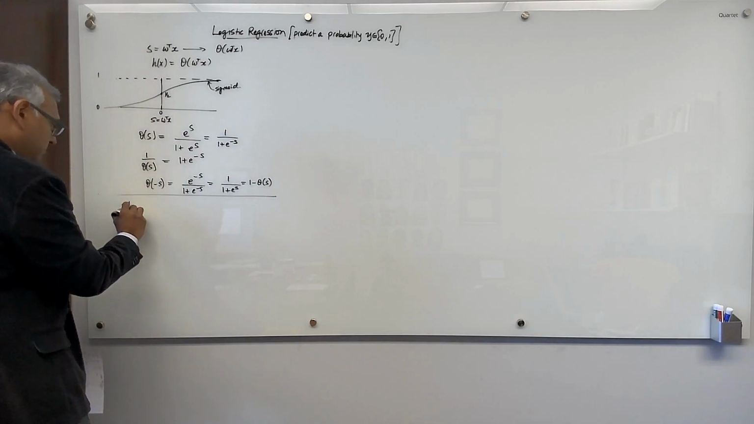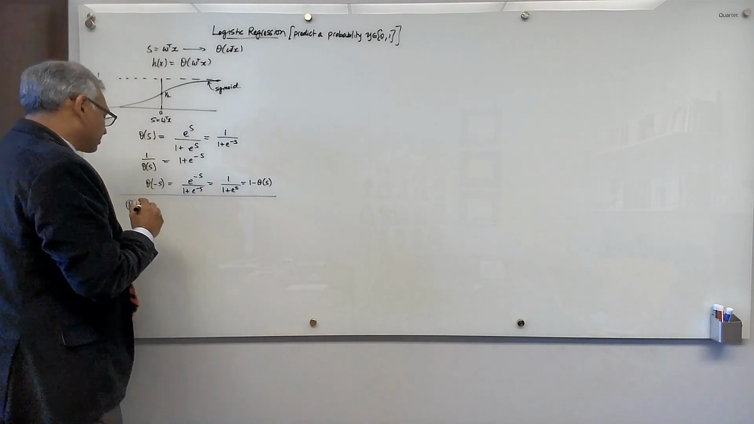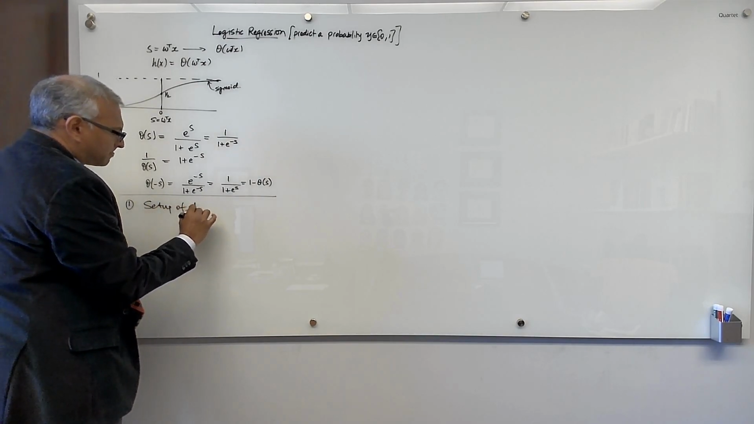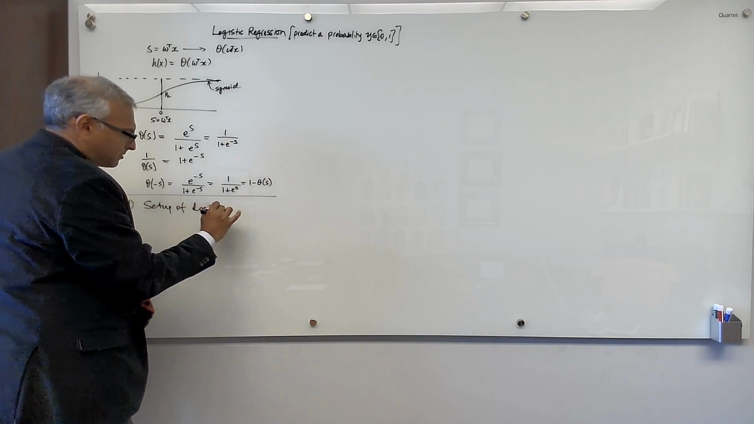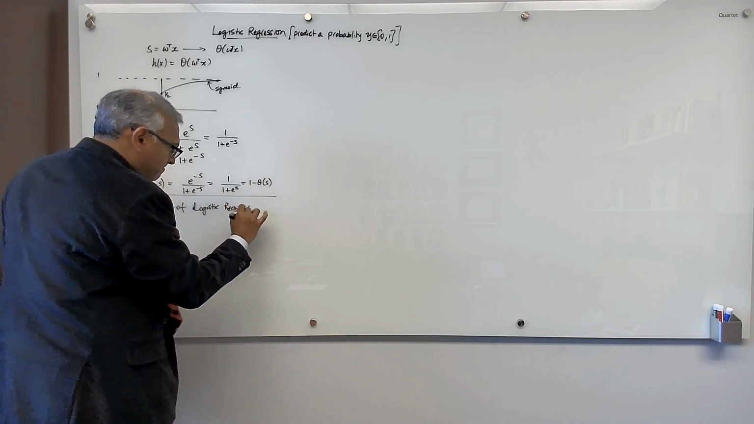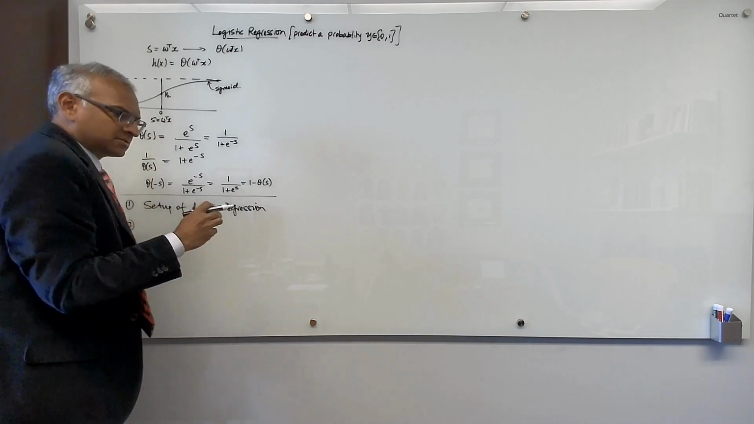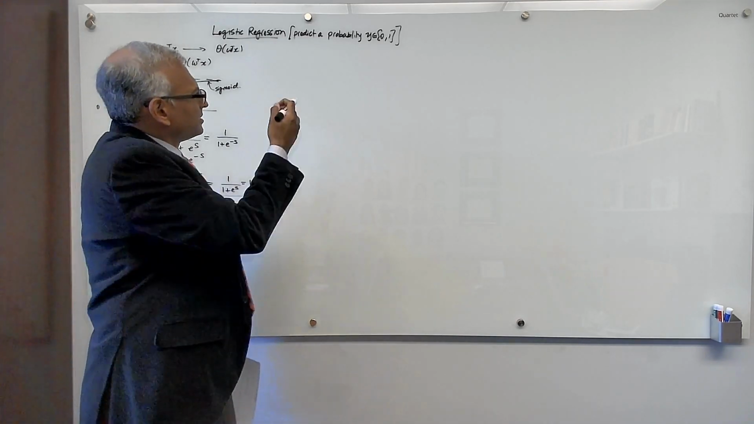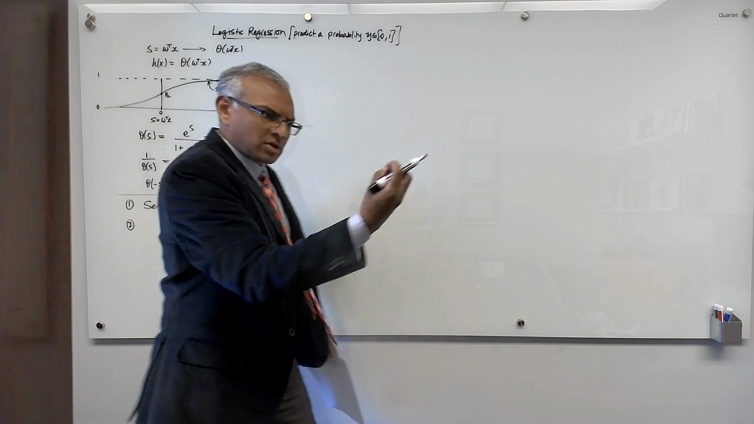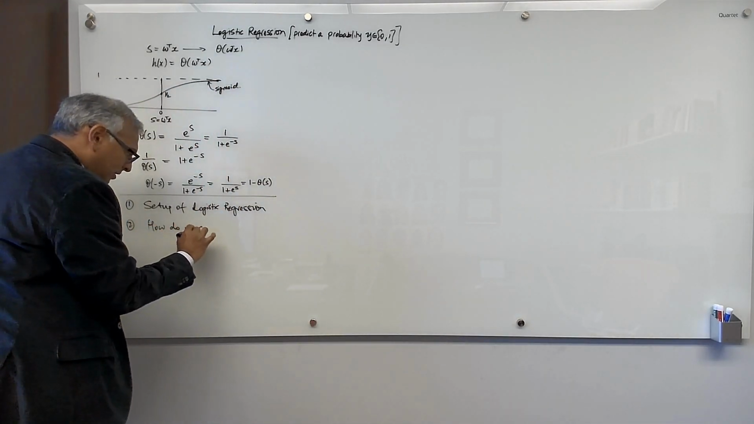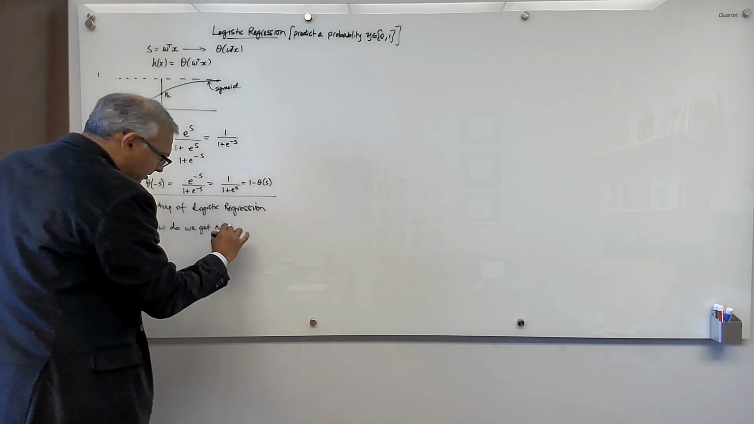Question 1: what's the setup of logistic regression? And question 2: just any number between 0 and 1 is not going to be a probability. So how do we get a probability?